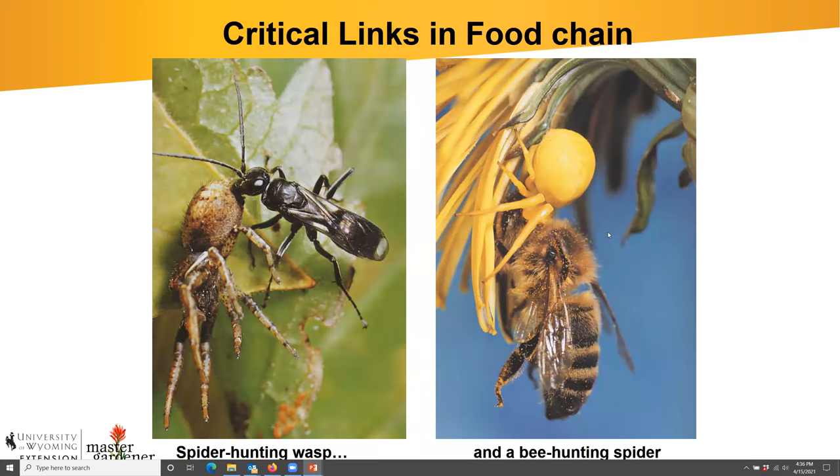Insects are critical for the food web. In this case, here's a spider hunting wasp that they capture and paralyze spiders and then take them back either to a hole in the ground, or in some cases, some species make a mud chamber, and then they provision that with paralyzed spiders and then lay an egg on them. And then the egg hatches and the larva will eat those provisions. Or in this case, here's a crab spider. They hunt without a web, and they ambush things, and they ambush this poor honeybee that came to visit that flower.